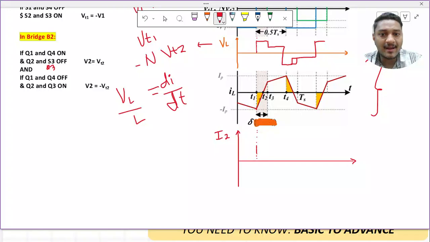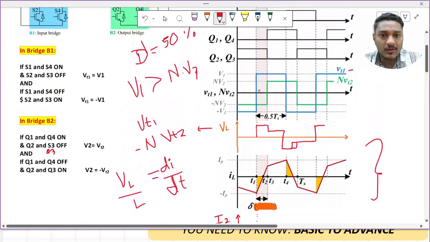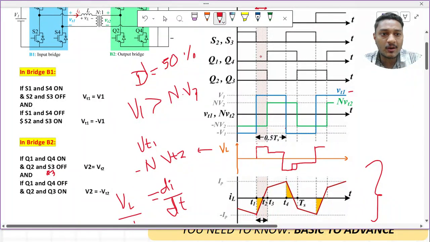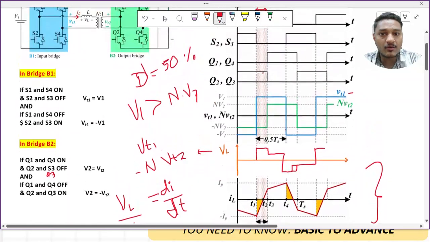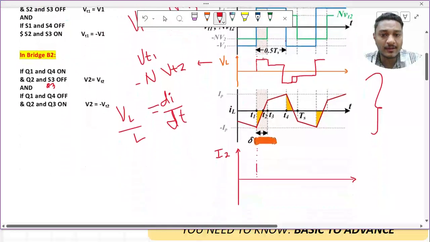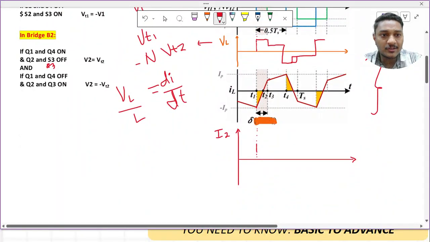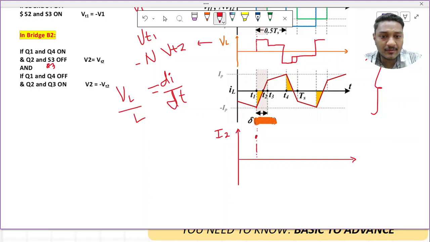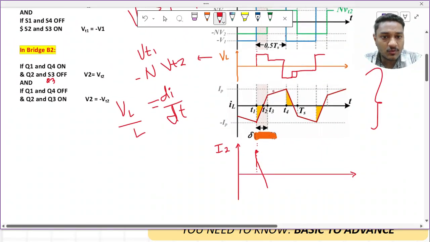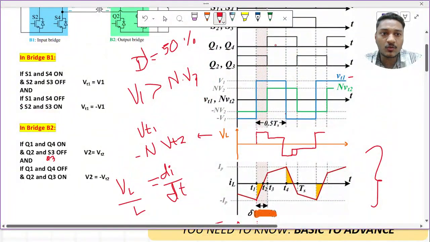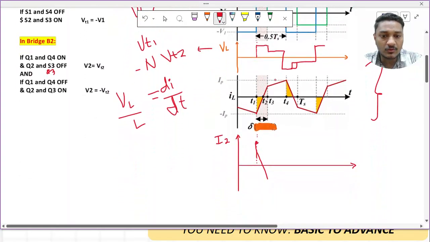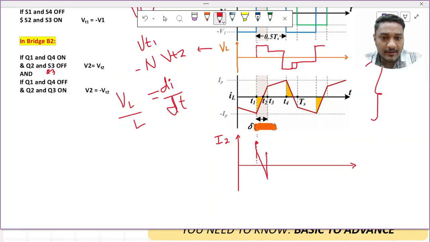Now in this particular duration, you can see which switches are on. Q1 and Q4 are off, and Q2 and Q3 are on. So I2 is equal to minus IL. Here IL has an increasing slope, so I2 should be the negative of that. It will start with some value and fall. After that, in this duration, Q1 and Q4 are on, so I2 equals IL. It will have the same slope, so it will quickly go to the top and stay the same.